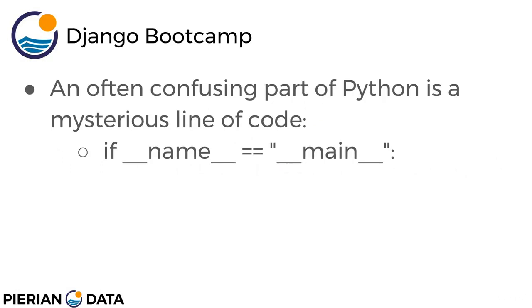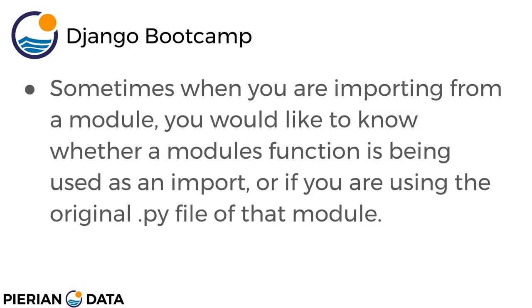An often confusing part of Python, especially as you begin to learn about modules, is this mysterious line of code that looks something like this: if __name__ == "__main__", and then some code underneath it. Sometimes when you're importing from a module, you would like to know whether a module's function is being used as an import, or if you are using the original .py file of that module.